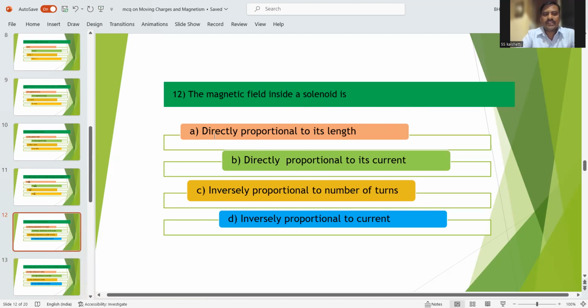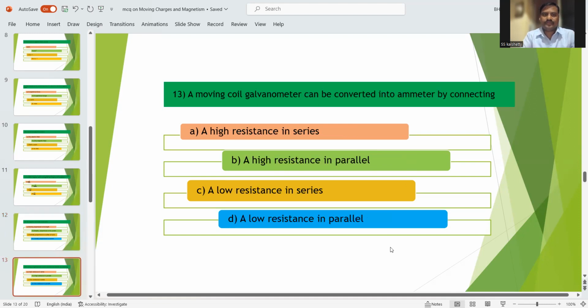Now see, is it directly proportional to its length? No. Directly proportional to its current? Yes. Inversely proportional to the number of turns? No, because it is directly proportional to the number of turns. Inversely proportional to current? No. So option B is the right answer: directly proportional to its current, because B equals mu naught N I, so B is directly proportional to I. B is the right answer.